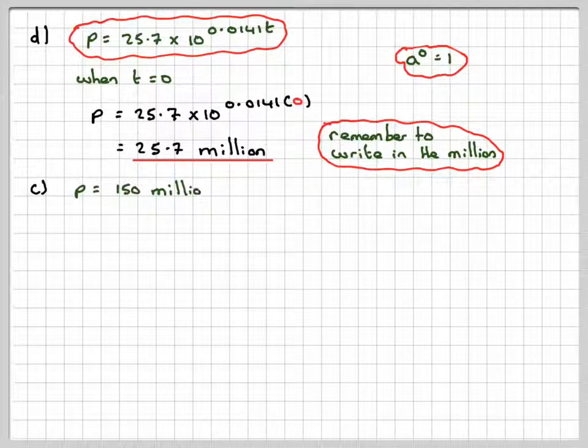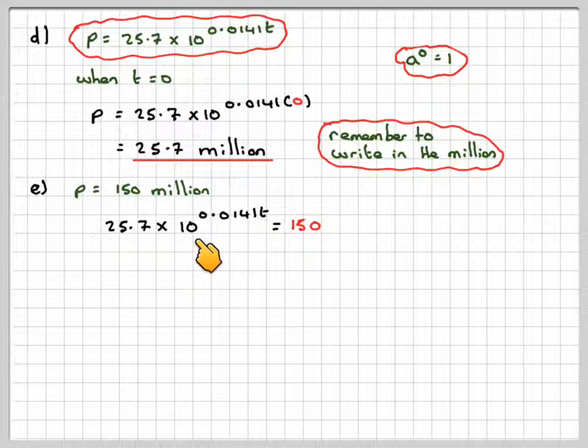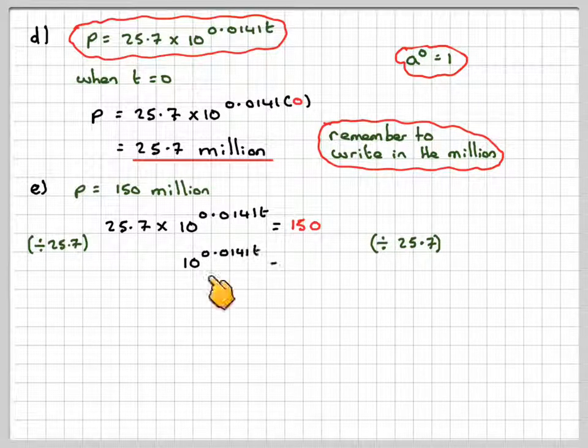Finally, we needed to find when p was equal to 150 million. So what we do is we put 25.7 times 10 to the 0.0141 t is equal to 150. We now divide both sides by 25.7. So we're going to get that 10 to the 0.0141 t is equal to 150 divided by 25.7, which is 5.836.